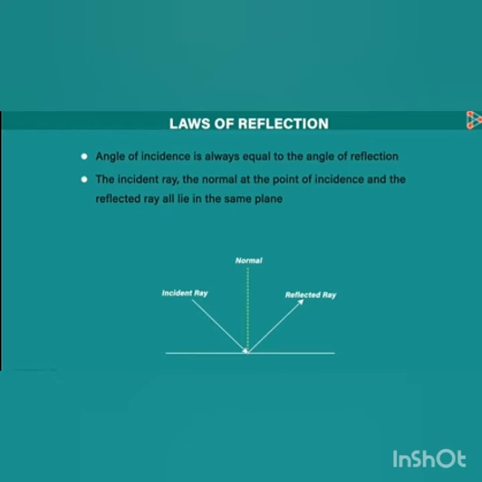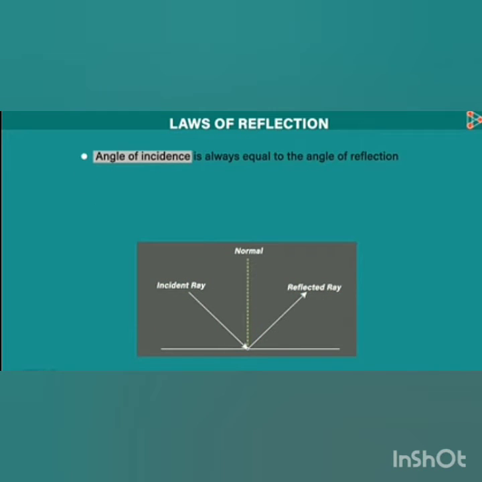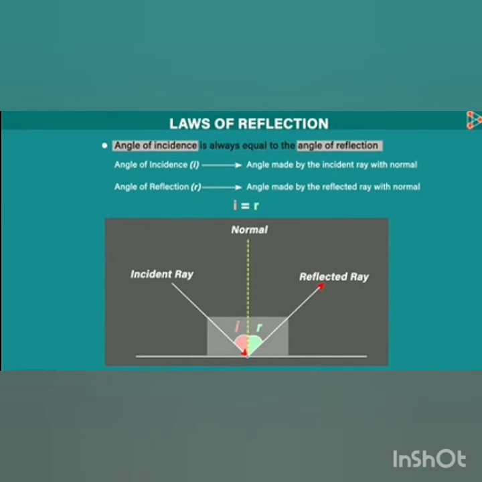So what is the first law of reflection here? The angle of incidence is always equal to the angle of reflection. Let us consider once again. For this you need to know what is the angle of incidence. So here it is the angle made by the incident ray and the normal. Can you see there? And it is represented by small i. Same is the reflected ray, reflected angle. What is the reflected angle now? It is the angle made by the reflected ray. Always angle i will always be equal to angle r. That means angle of incidence will always be equal to angle of reflection.